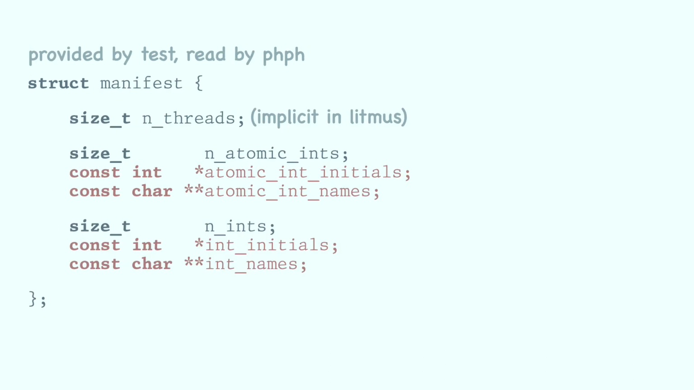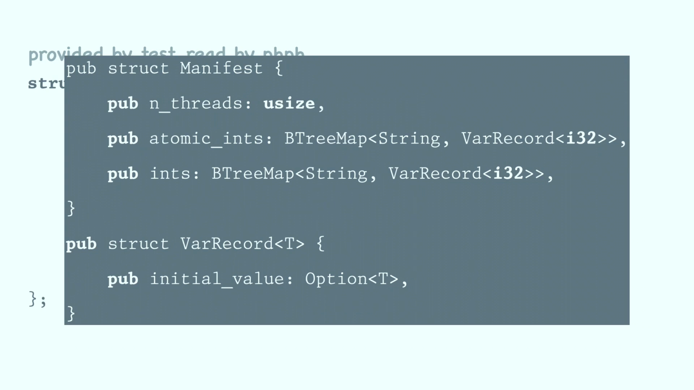We also then have the manifest, which covers all the various bits of the litmus test that would usually be metadata that would be extracted into C by Litmus 7. Here you'll see we've got a number of threads. That's implicit in Litmus. You just count the number of thread bodies. We then have, for each type of variable, and we currently only do integers, the number of those integers, their initial values and their names. And eventually this gets hoisted into a fairly pleasant API where you just have maps from strings to variable records, and it's all hunky-dory.